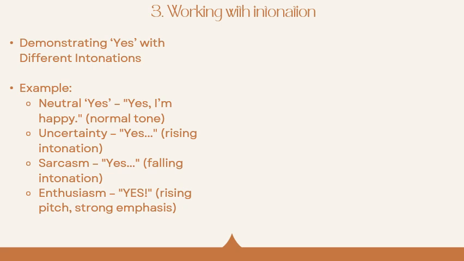Uncertainty would be rising intonation, which means yes, right? You're not sure, and then you're trying yes. And then sarcasm, as in, falling intonation, would be yes, as in you're not believing it, but you're saying yes, right? Yes. Enthusiasm, kind of a bit, you know, enthusiastic about it. So yes, yes, right? So these are the various ways that intonations can convey meaning in your speech.